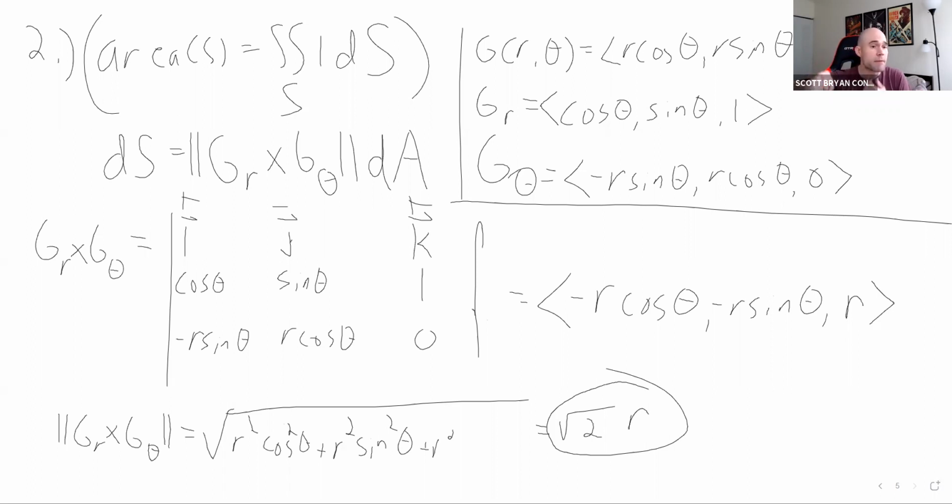Okay, so now we have the magnitude of g_r cross g_theta. Now we just need to put the integral together and then calculate. Okay, so I'm going to do that now. If you need me to go back, I'll do that in a second, but let me do this integral. So we want the surface area, so that's the integral of 1 over the surface S with respect to surface area.